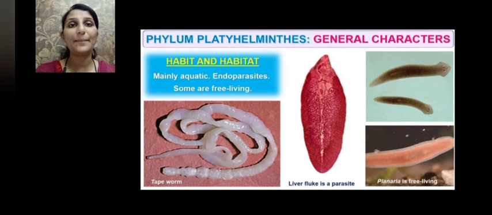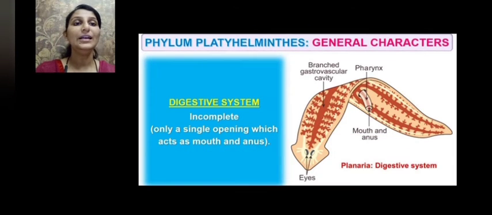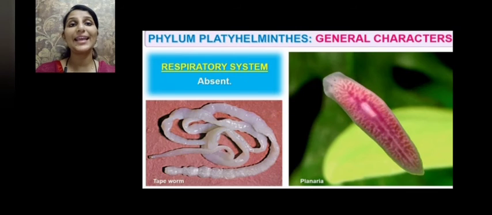And the habitat where they are found, they are mainly aquatic. They are also endoparasites. That is, they live as parasites inside the host. So, they are called endoparasites. And some are free living. Either they can be parasitic or they can be free living. Now, the digestive system is incomplete. We can see a single opening which acts as both mouth and anus. So, the digestive system is incomplete.